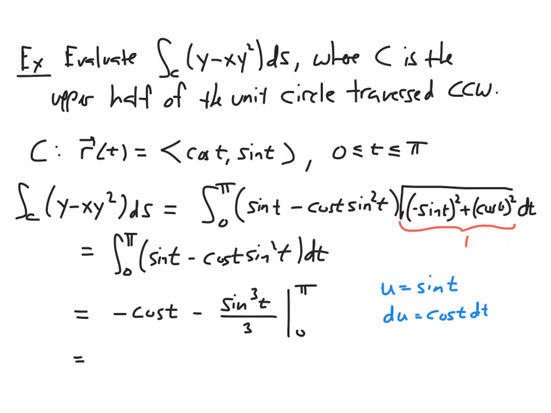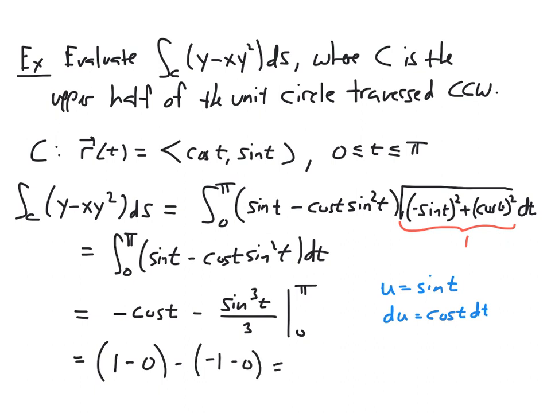And so when we evaluate this at pi, we get negative of negative 1, which is positive 1, minus sine of pi, which is 0. And we subtract from that the negative of cosine of 0, which is negative 1, minus 0, sine of 0.